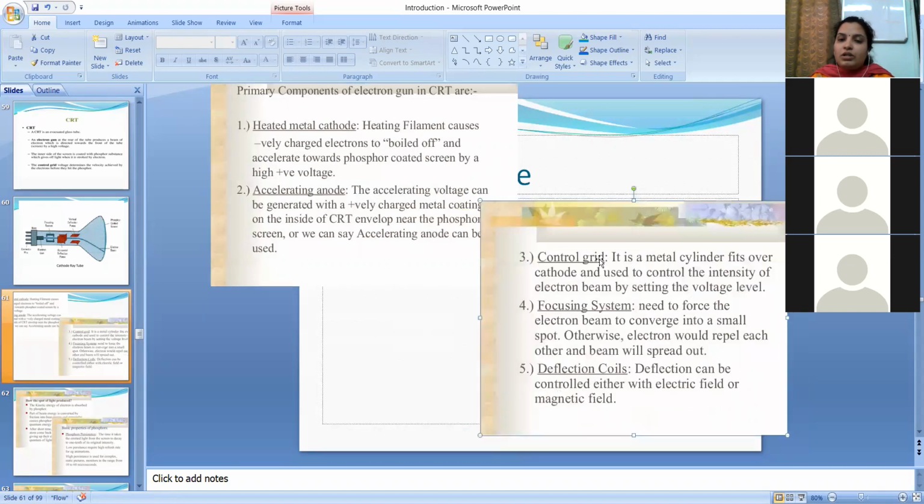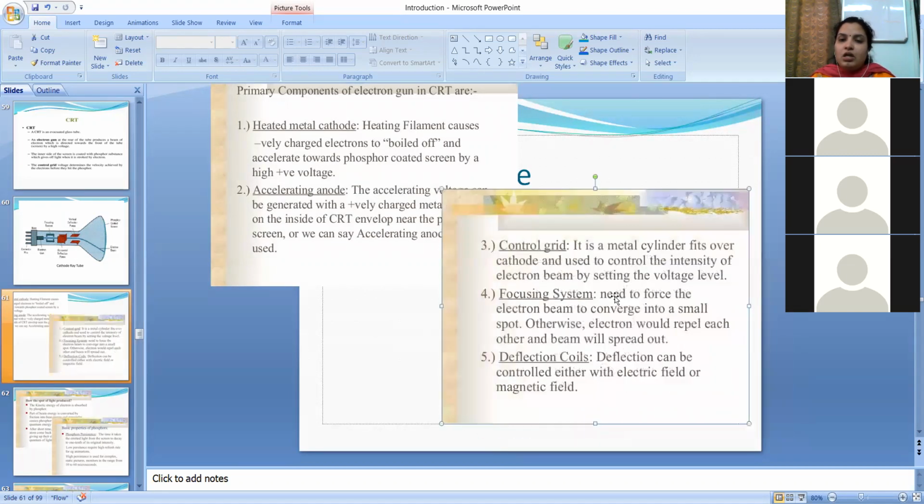Then comes the control grid. So what is the control grid? It is a metal cylinder that fits over the cathode and is used to control the intensity of the electron beam by setting the voltage level. So it is going to control the intensity.